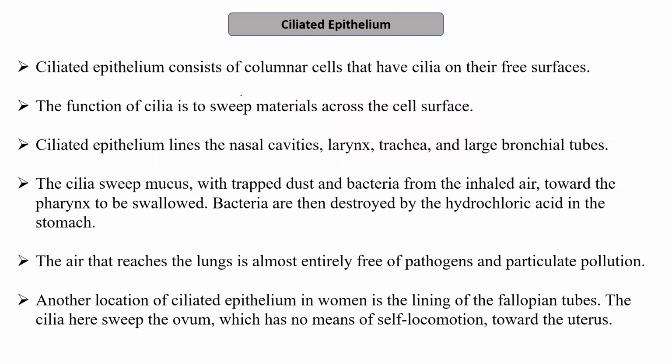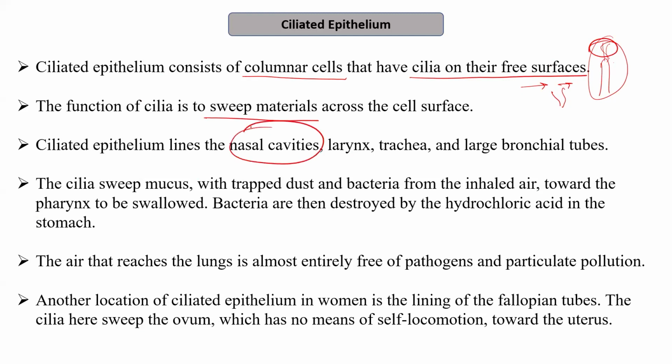Then we have ciliated epithelium also. The ciliated epithelium consists of columnar cells. When structures known as cilia are present on the columnar cells, it is called the ciliated epithelium. So they have cilia on their free surface. The function of the cilia is to sweep the materials across the cell surface. So these cilia help in the movement of the substances along the cell surface. It lines the nasal cavity. These cilia are present in the larynx, which is the sound box, in the trachea, and in the large bronchial tubes.